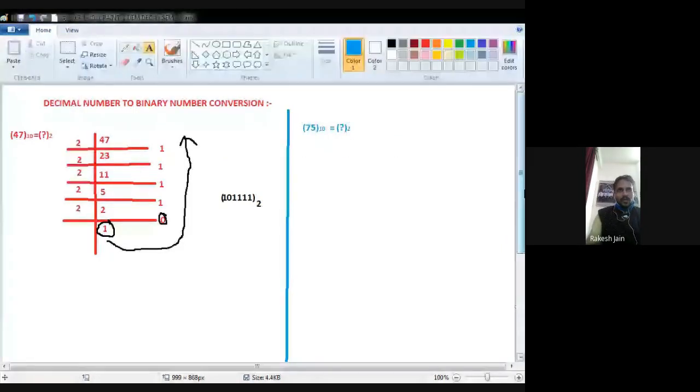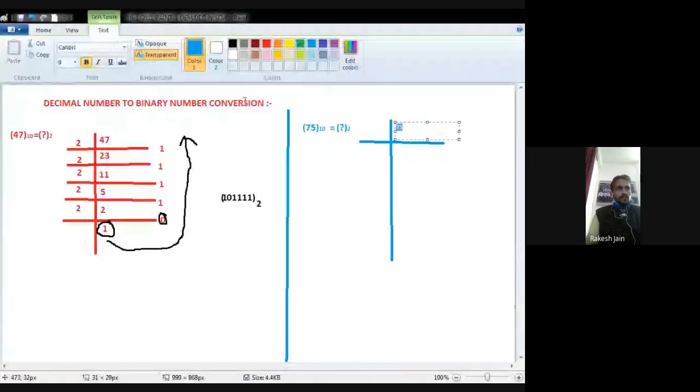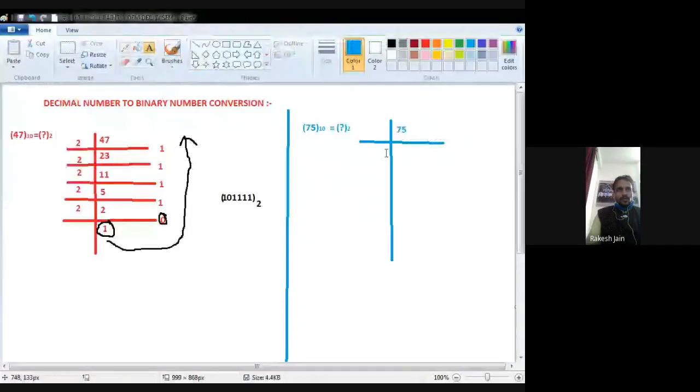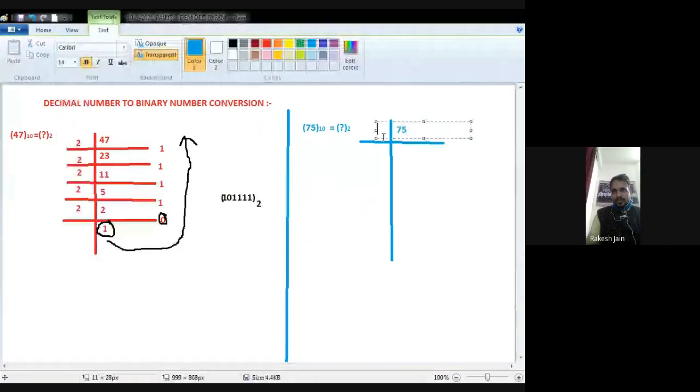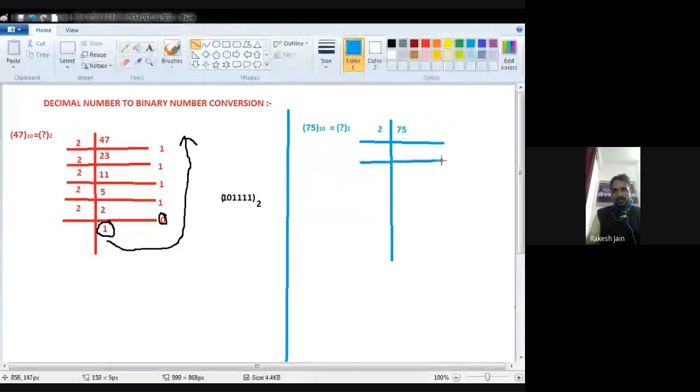Because the base is 2, I understand that I have to find the binary representation of 75. So how can I convert this number into a binary number? Just as I explained in front of you, first of all divide that number by 2. First of all, I just draw these lines.